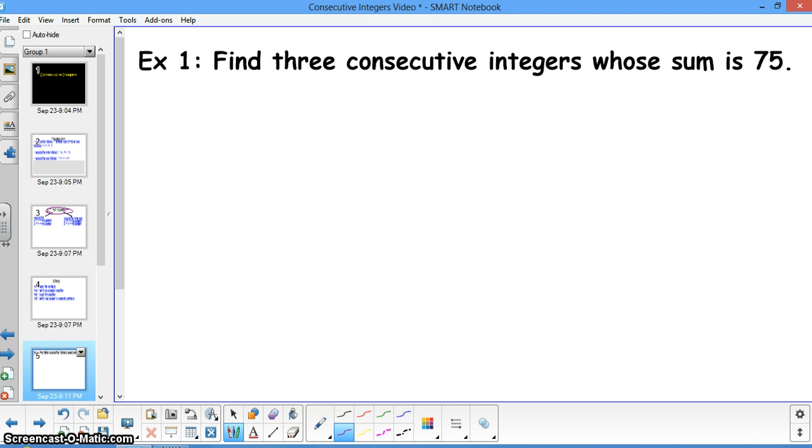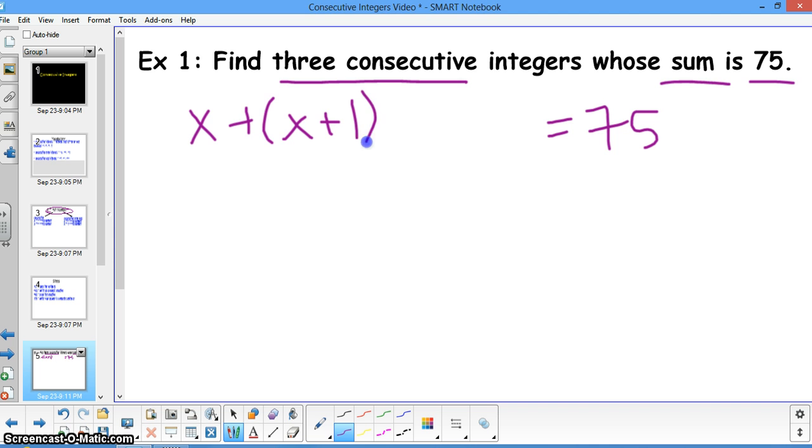So, let's look at example 1. Find 3 consecutive integers whose sum is 75. Keyword is 3 consecutive. Sum is 75. So automatically you should know the sum is 75 because that is, or equals, 75. So find 3 consecutive integers. Well, we already said x represents the first number. x plus 1 represents the second, and x plus 2 represents the third. And there are your 3 consecutive numbers.